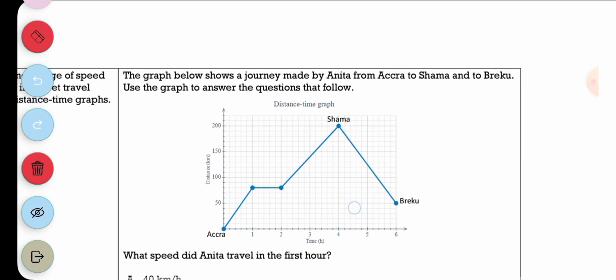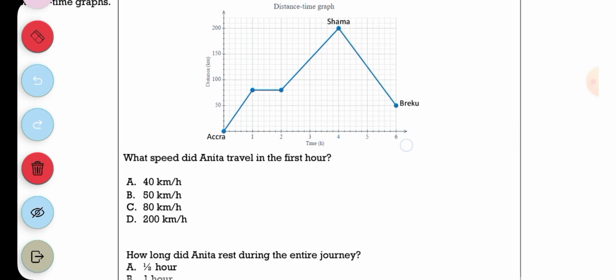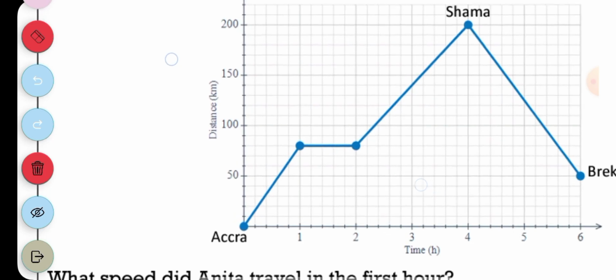So the graph below shows a journey made by Anita from Accra to Shama and Shama to Breku. It says use the graph to answer the questions that follow. So the question is, what speed did Anita travel in the first hour?